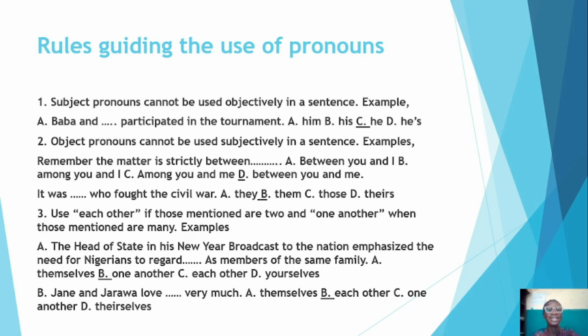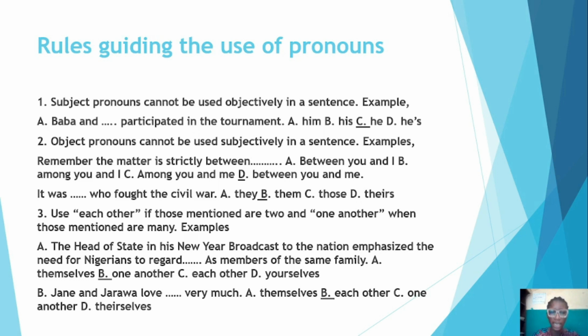Let's look at this first example. Baba and Dash participated in the tournament. We have option A, him. Option B, his. Option C, he. Option D, he's. The correct option here is option C. Baba and he participated in the tournament.